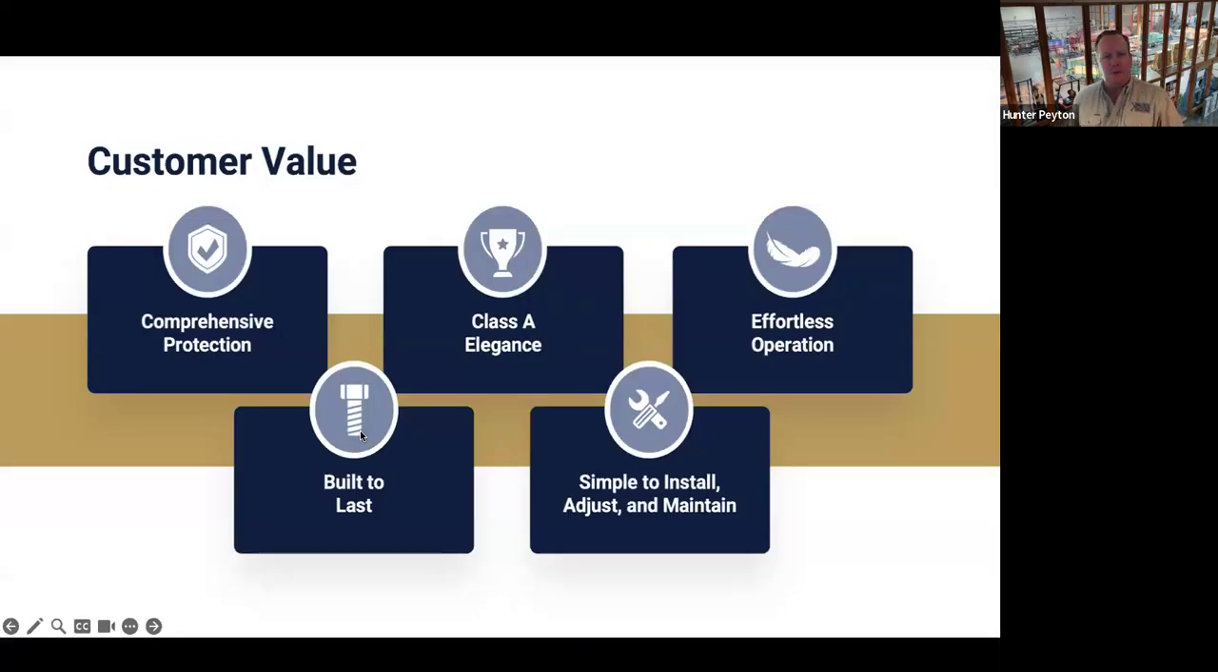Okay, so our value proposition. Over the next few slides, we're going to go over the differentiators that set both us as a company and this door apart from the competition.